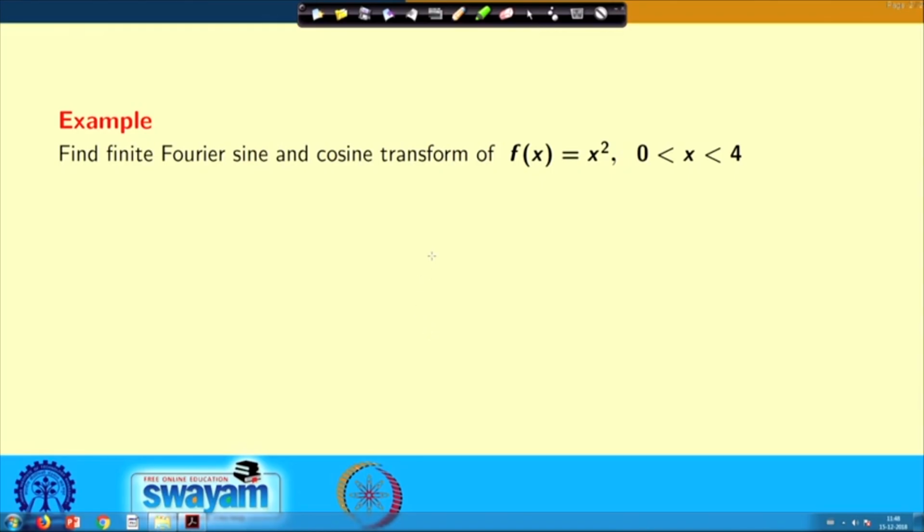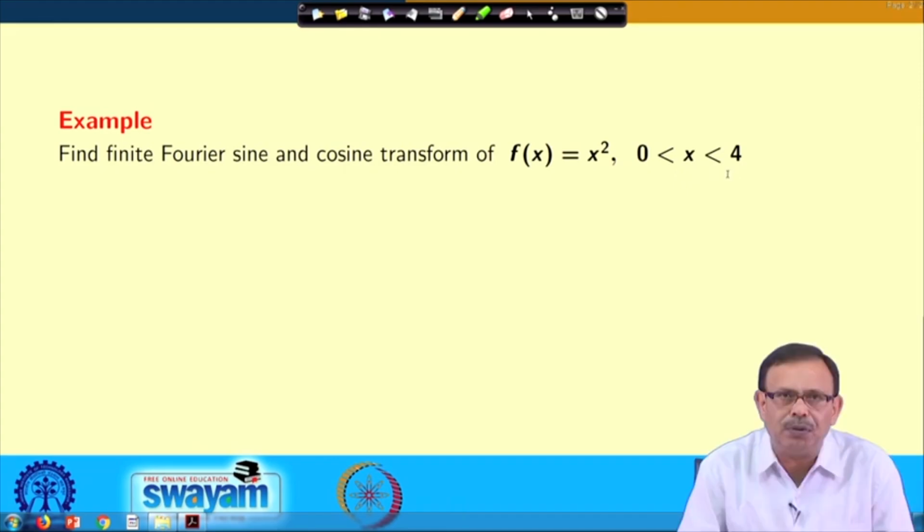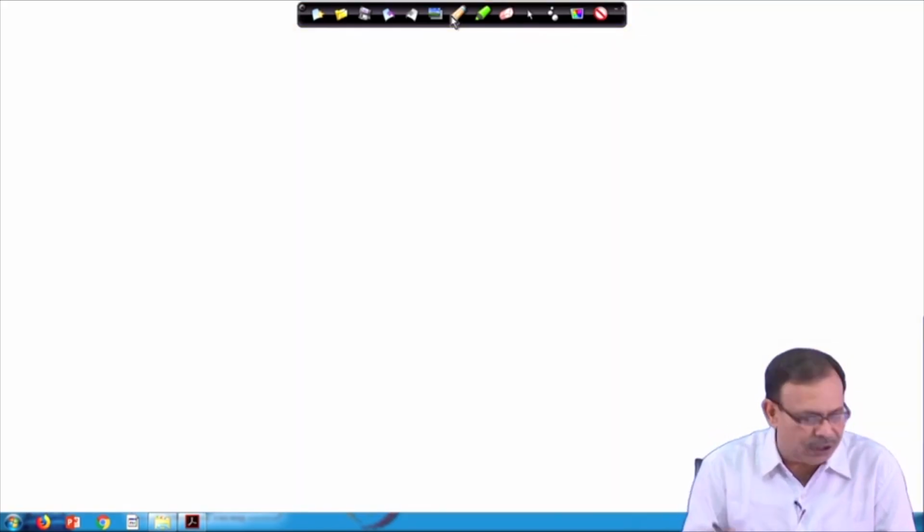We want to find the Fourier sine and cosine transform of f x equals x square, where x lies between 0 to 4. Here you see, in general if I have to use the Fourier cosine and sine transform, x should lie between 0 to infinity, but here the function is defined from 0 to 4. So, we are forced to use the finite Fourier cosine or sine transform. We want to find first the Fourier sine and then the Fourier cosine transform of this function.